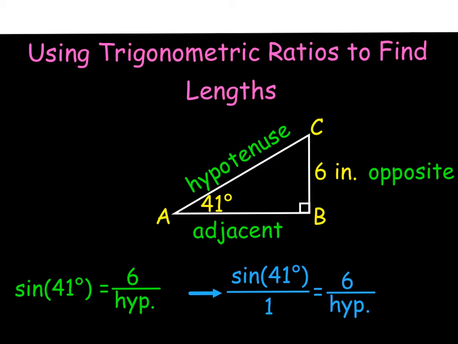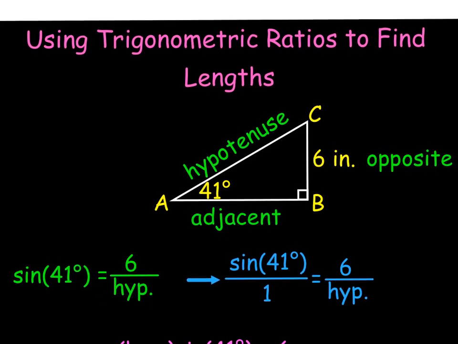Because we've spent so much time working with proportions, I think it would be easiest to just go ahead and set this equation up to be a proportion. So all you have to do is throw your sine of 41 degrees over a 1, and then boom, you have a nice proportion right here. Okay, and then we are ready to begin solving.